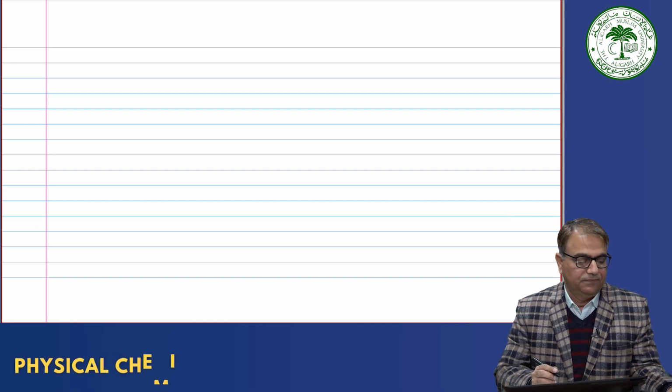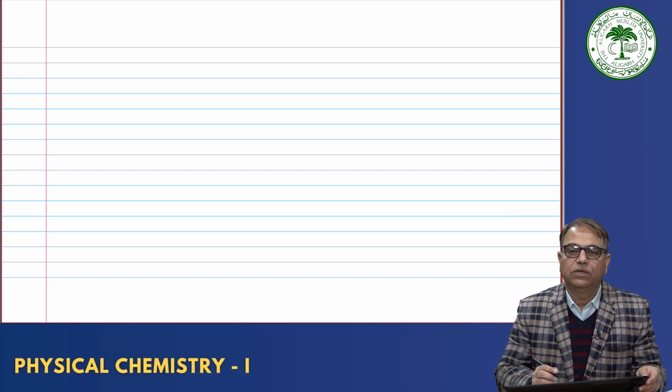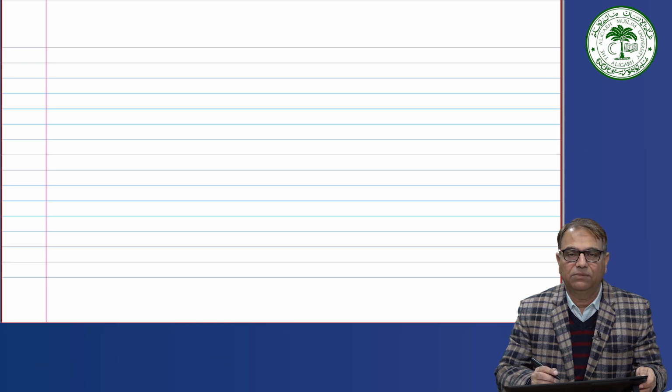Okay, dear students, we are talking about postulates of quantum mechanics. In the previous lectures, I talked about postulate 1, that was about the wave function. We talked in detail about what the wave function is, what its physical significance is, what the Born interpretation is, what the properties of a well-behaved wave function are. Then I talked about the normalization procedure, normalization of the wave functions, orthogonality, orthonormal wave functions.